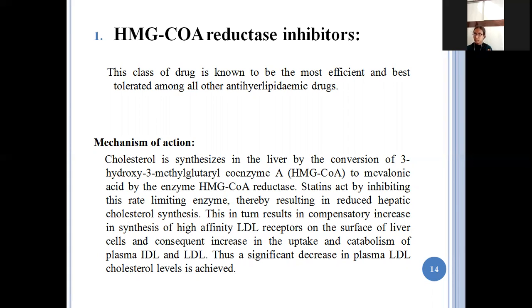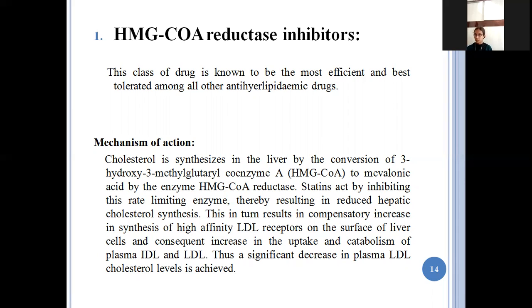So this results in a compensatory increase in the synthesis of high-affinity LDL receptors on the surface of the liver cells, and in uptake and catabolism of the plasma LDL. Thus, a significant decrease in the plasma LDL cholesterol level is achieved.